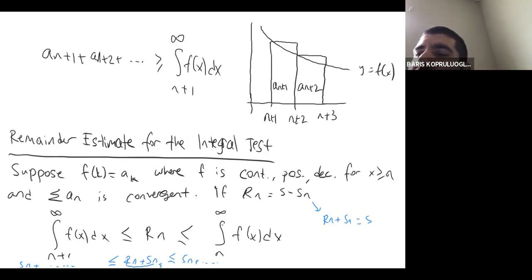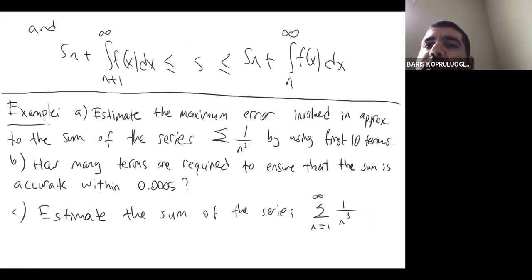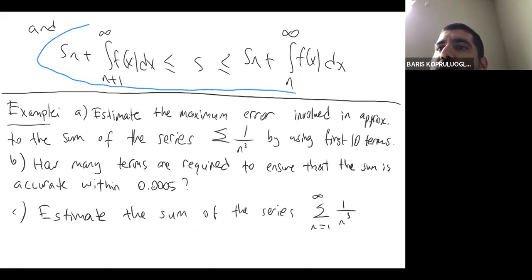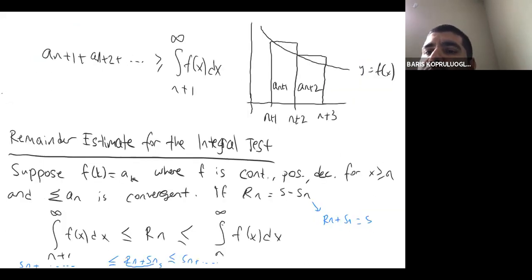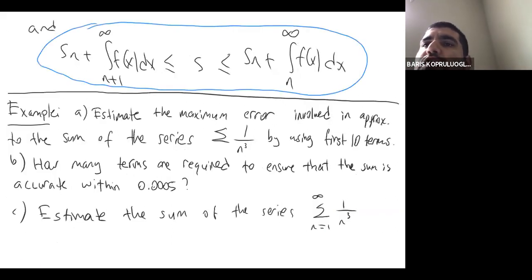Now in the next page, we show that Sn plus the integral of f from n plus 1 to infinity is less than or equal to Rn plus Sn, which is the actual sum, and that is less than or equal to Sn plus the integral of f from n to infinity. And this inequality is what we use for part C, and this came from the last step over here. Okay, so this is how we obtained it, and this is the inequality we use for part C.